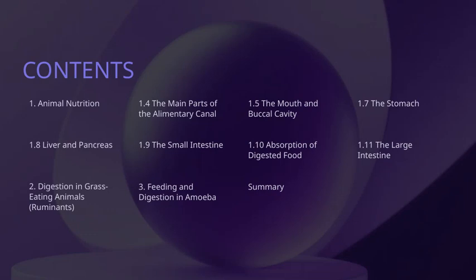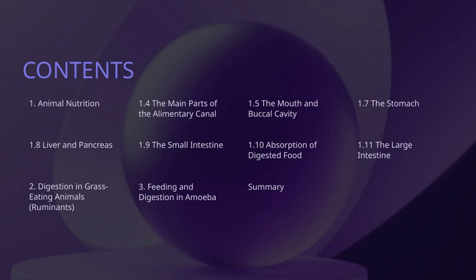Let's take a look at the contents of today's chapter. We'll start with animal nutrition, focusing on specific organs like the liver and pancreas, which play crucial roles in digestion. Then, we'll review the main parts of the alimentary canal, the tube through which food travels and is processed. Next, we'll explore how digestion works specifically in grass-eating animals, or ruminants, which have a specialized digestive system.